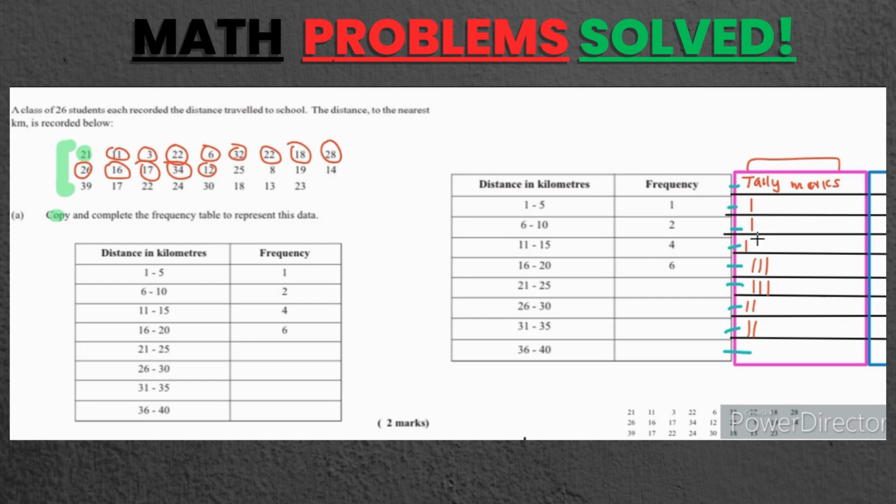12 here. 25 here. 8 here. 19 is here. 14 is here. 39 here. 17 here. 22, 24 here. 30 here. 18, 13, 23.